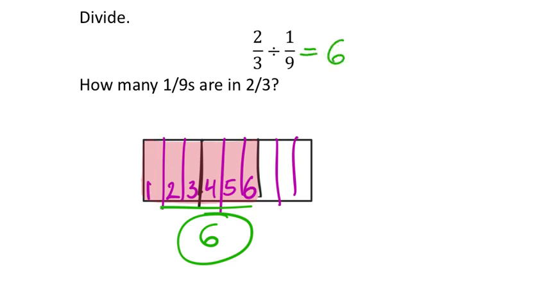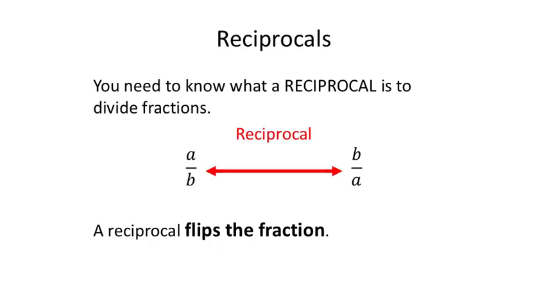Now, that's using a diagram like I just did, and if you need to do that, then that's okay. Of course, it may become impractical with some of the values we're going to be using, which is why we sometimes need to just look at division as multiplication instead. But as it turns out, before we can look at the multiplication of the fractions or changing it, we need to know what a reciprocal is. A reciprocal is going to flip a fraction. So if you had a over b, its reciprocal would be b over a.